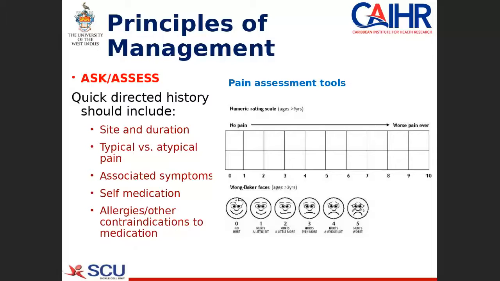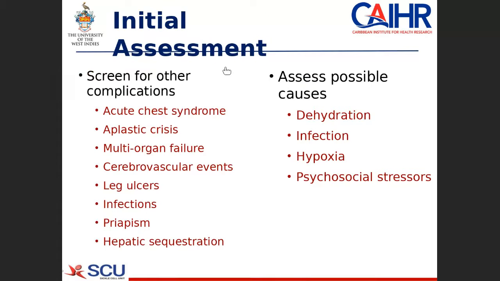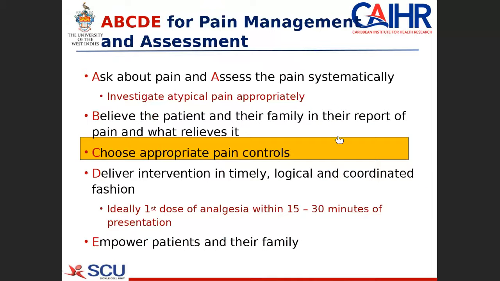Okay, so this is a numeric scale, and this is the faces scale, the Baker faces, which we can use in children, just as a guide to determine how severe the pain is. Now, in also assessing pain, remember that pain may be associated with other complications, so try to determine if there are other issues going on, and we also want to assess the possible causes such as dehydration, infection, hypoxia, and any possible stressors that may have resulted in the pain.